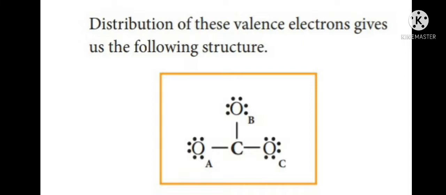Among the 24 valence electrons, 6 electrons are used in bonding. Remaining we are having 18 electrons. These 18 electrons are taken as 9 lone pairs of electrons, and they are distributed on the highly electronegative atoms, the oxygens, giving octet configuration. Now each oxygen atom is placed with 3 lone pairs of electrons. Hence, the distribution of these valence electrons is given in the following structure.